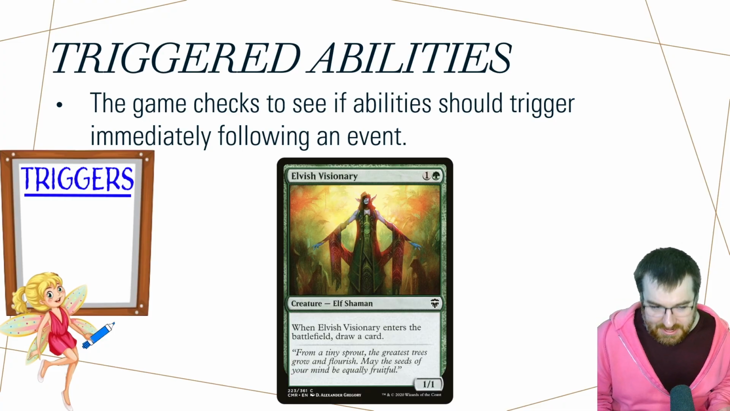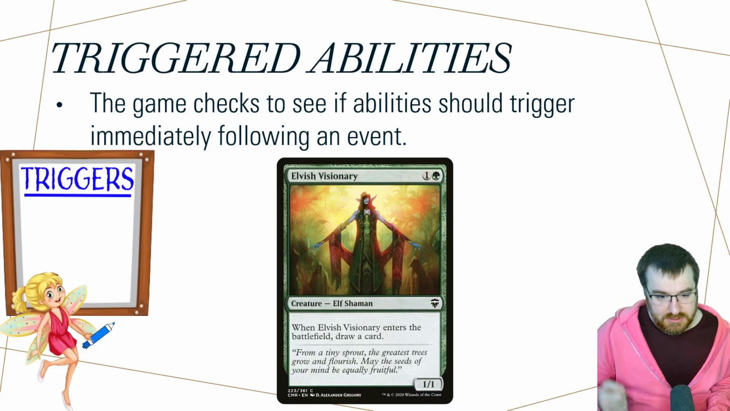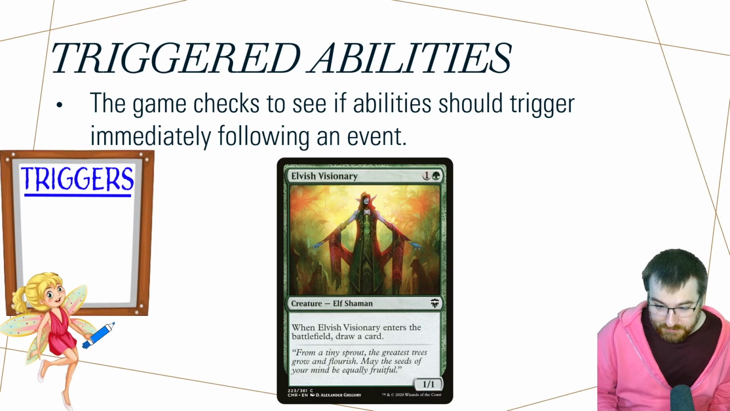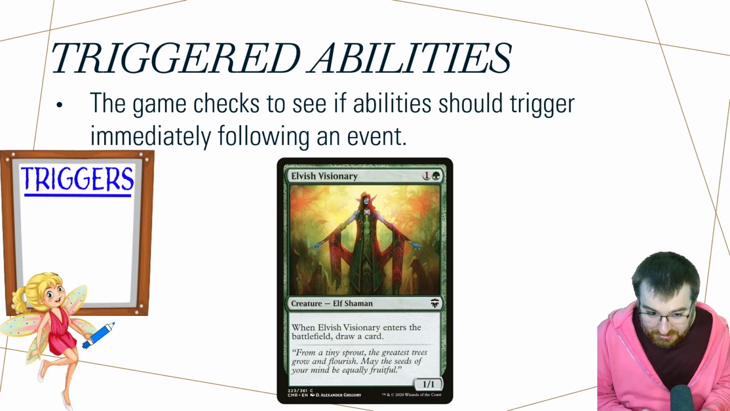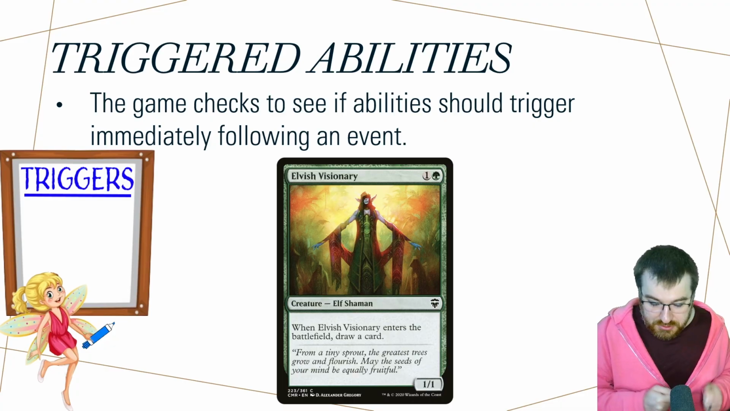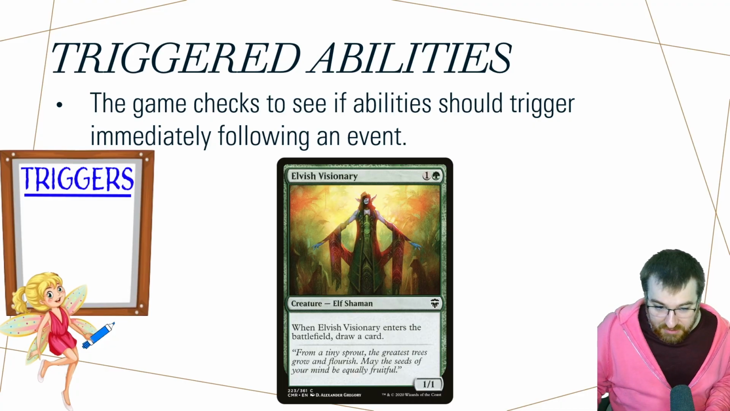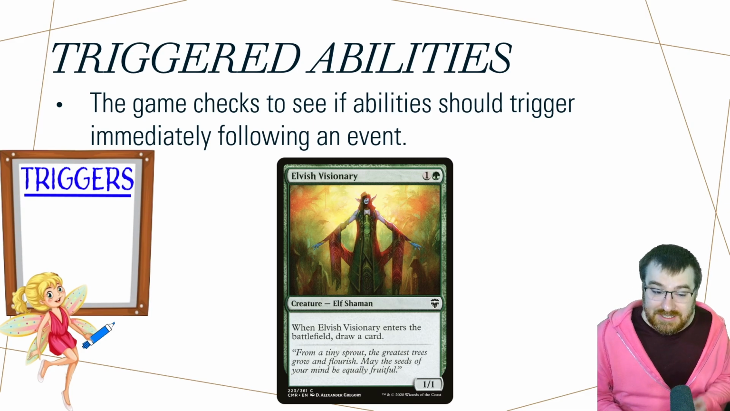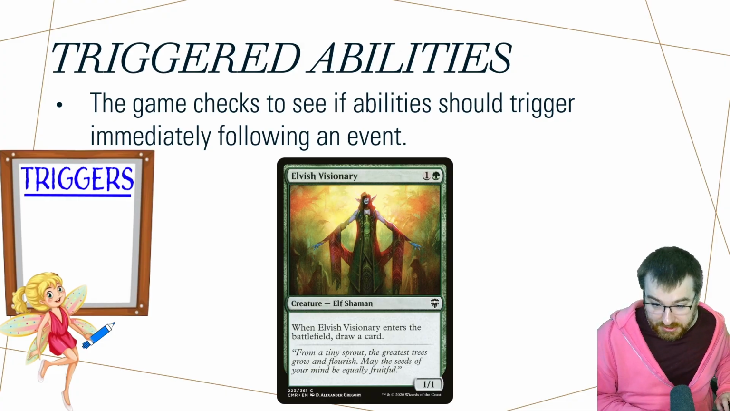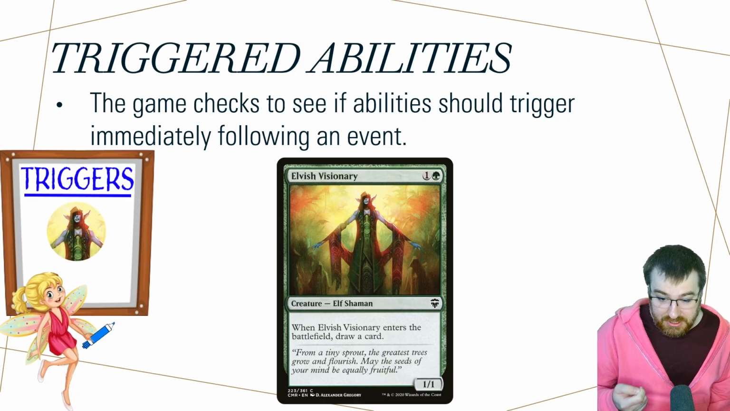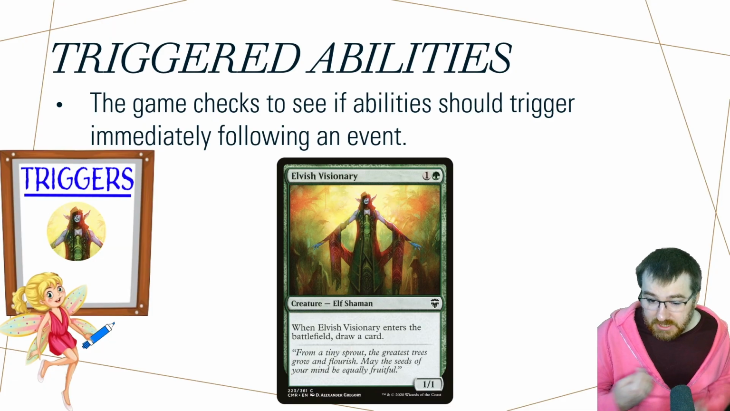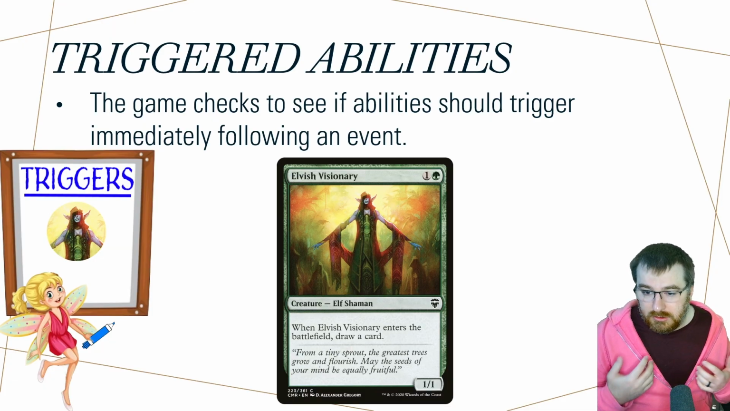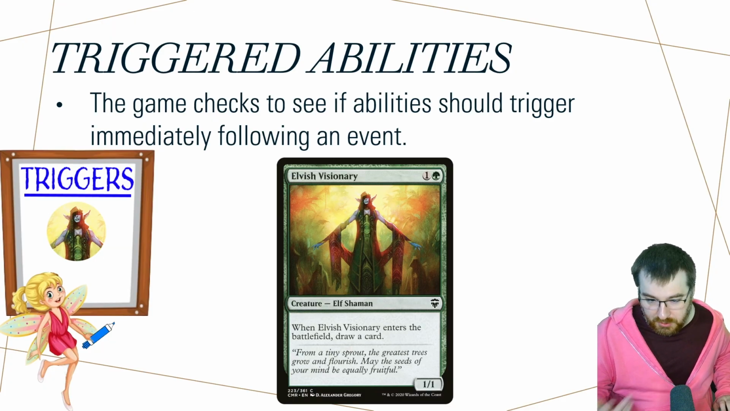So say you cast Elvish Visionary, nobody has any responses. Elvish Visionary resolves and it enters the battlefield. Immediately after Elvish Visionary enters the battlefield, the triggered ability fairy does a survey of the board to see if there are any abilities that should have triggered. And in this case, she will see that Elvish Visionary has entered the battlefield since the last time she checked for triggers. So she will put that triggered ability on the whiteboard. And then immediately before a player gets priority, that trigger would get put on the stack.